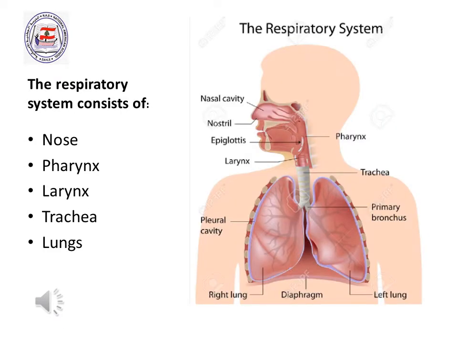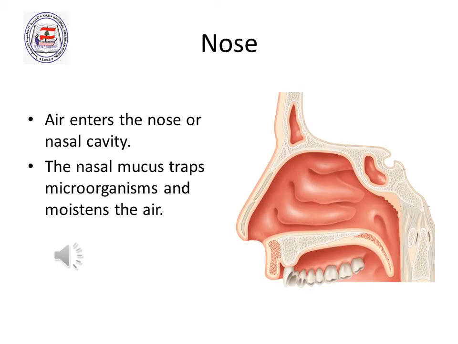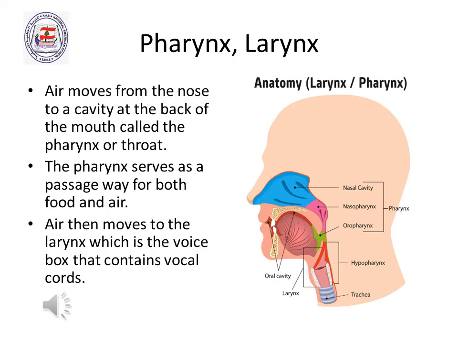The structure of the respiratory system consists of the nose, pharynx, larynx, trachea and lungs. Please make sure to look at the figure and spot where they are located. Let's start with the nose. Air enters the nose or the nasal cavity. Now there is mucus in the nose that traps microorganisms and moistens the air. Air moves from the nose to a cavity at the back of the mouth, called the pharynx or the throat. The pharynx serves as a passageway for both food and air. Air then moves to the larynx, which is the voice box that contains the vocal cords.